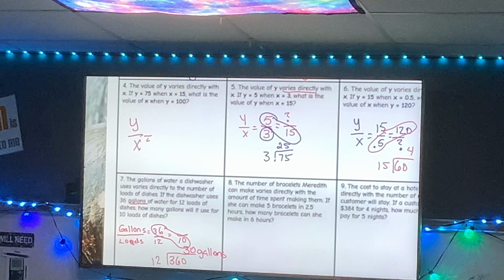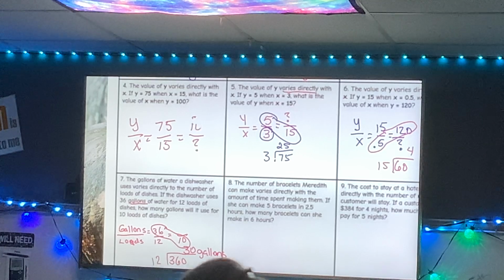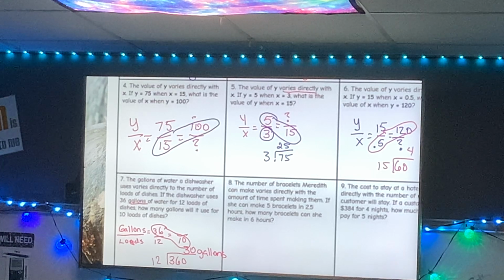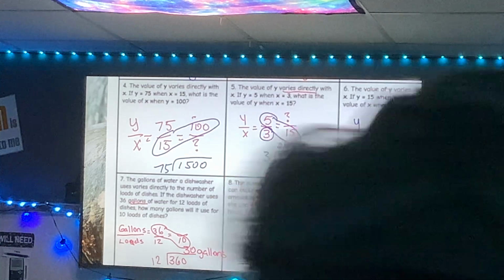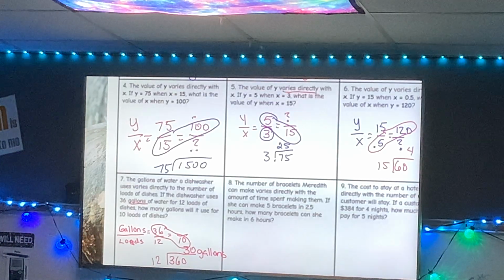Y over x equals what? If y is 75 and x is 15, what is x when y is 100? What is 15 times 100? 1500. Good. Divide by 75 and you get 20. Sorry, I slipped up.